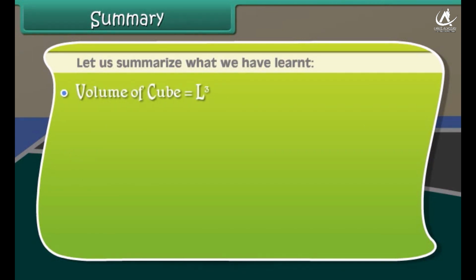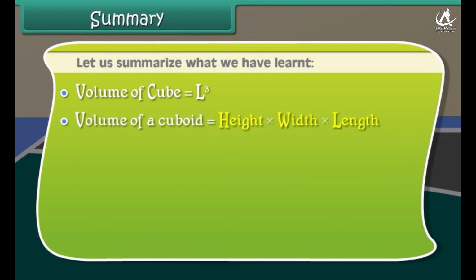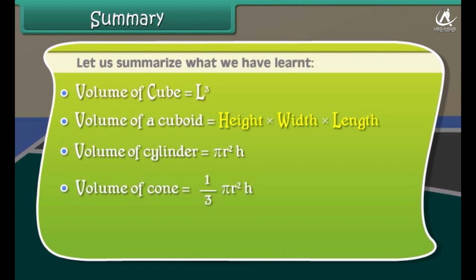Volume of cube is equal to L cube. Volume of a cuboid is equal to height into width into length. Volume of cylinder is equal to pi r square h. Volume of cone is equal to 1 over 3 pi r square h. Volume of sphere is equal to 4 over 3 pi r cube.